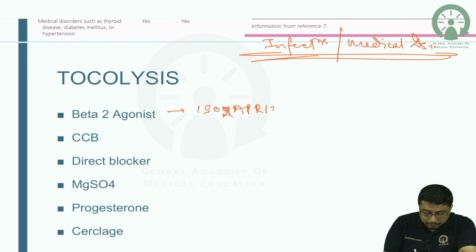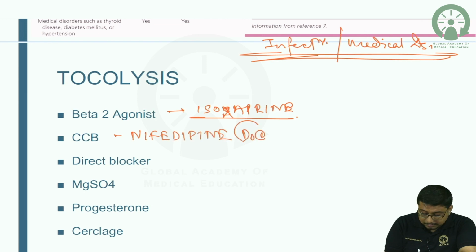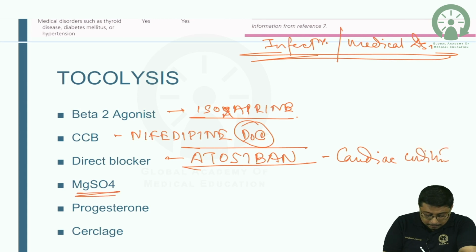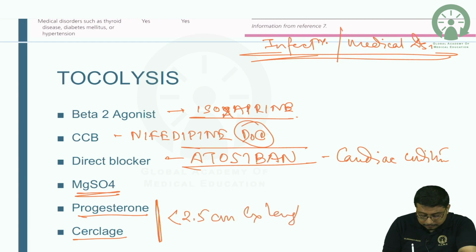Isoxsuprine, which is available in the market by the name of Duvadilan, and nifedipine, the calcium channel blocker, which is the current drug of choice. Direct blocker is atosiban, which is very costly. Direct oxytocin receptor antagonist, drug of choice for cardiac conditions in the mother. Then magnesium sulfate can be used as a tocolytic agent. Progesterone and cerclage are only effective for those with less than 2 centimeters cervical length.